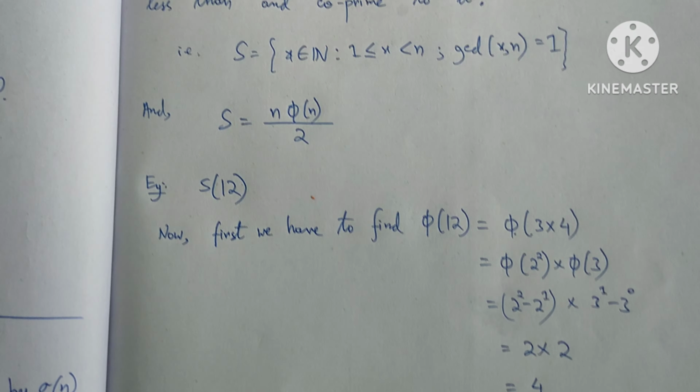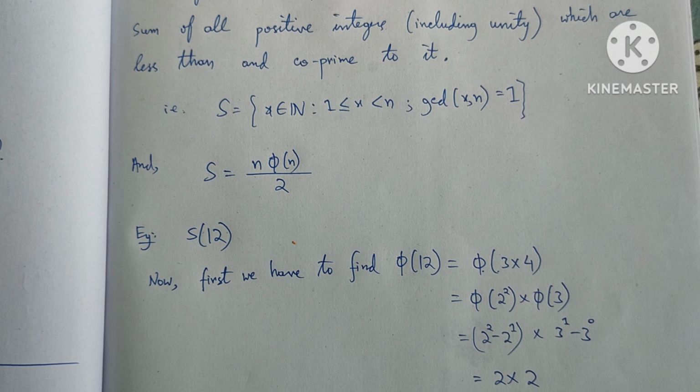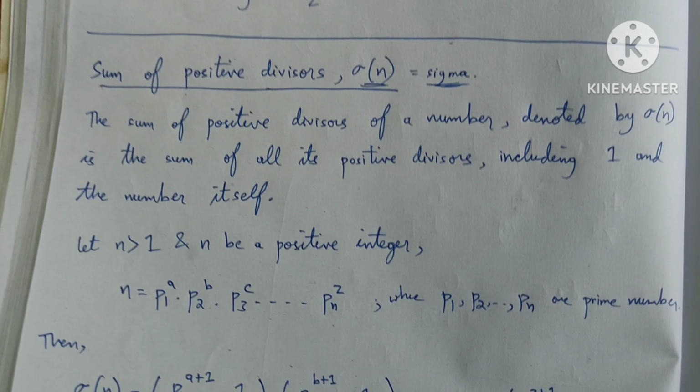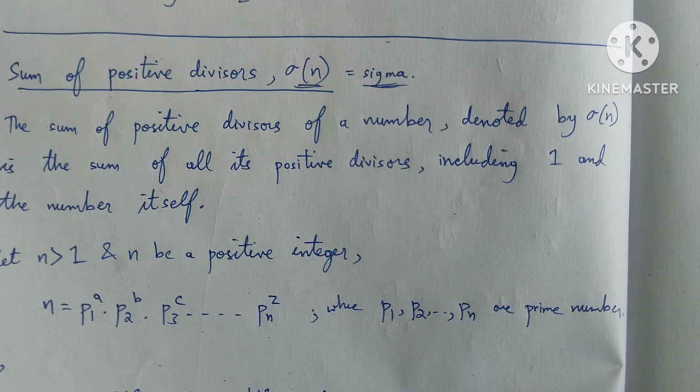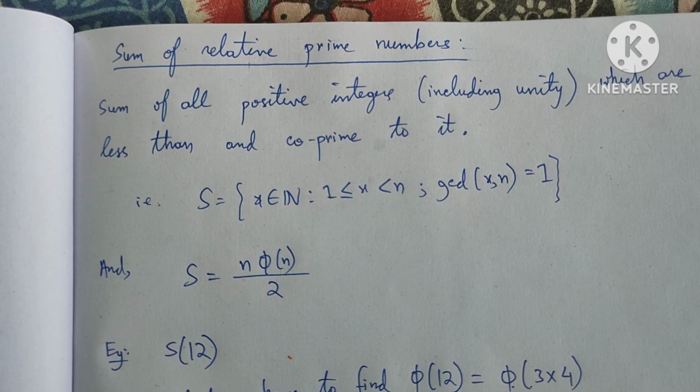So that's pretty much it for today. In today's video we learned about two concepts. One is the sum of positive divisors, which is denoted by sigma, and the other is the sum of relative prime numbers.